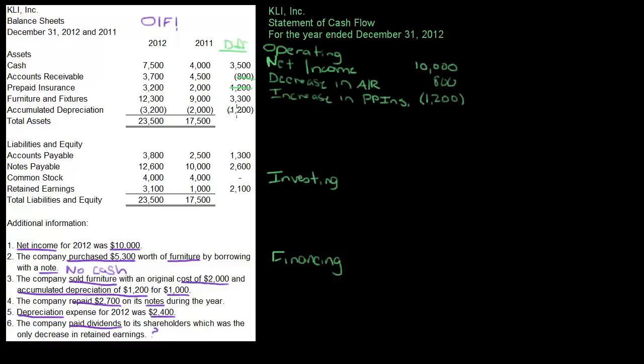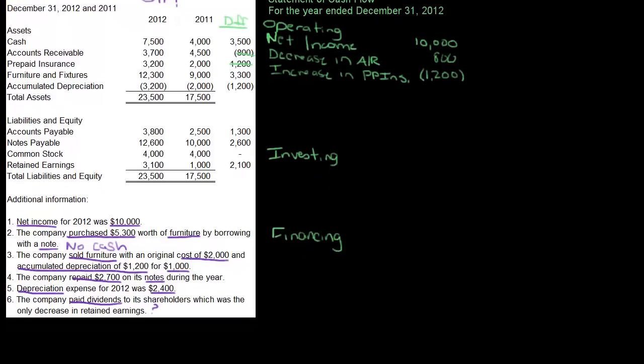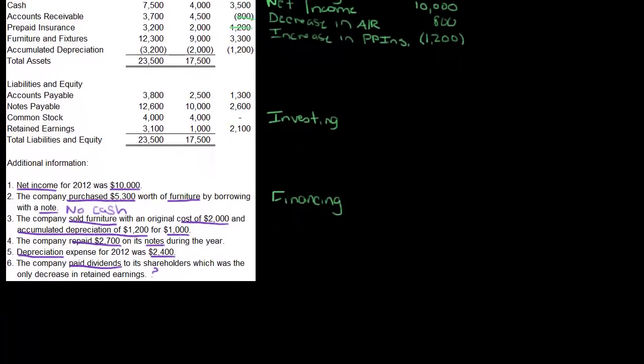Next line, furniture and fixtures. Now I remember reading something about furniture and fixtures when we went through the information. So let's see if we can find that. It says the company purchased $5,300 worth of furniture by borrowing on a note. So we borrowed money in order to buy furniture. No cash changed hands. When no cash changes hands, let's scroll down a little bit so we can put this at the bottom. When no cash changes hands, we have a non-cash transaction.